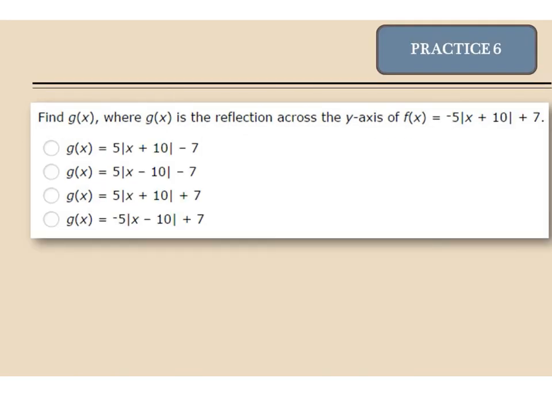And your practice 6 is to find g of x, where it is the reflection across the y-axis of the function negative 5 times the absolute value sum of x plus 10 plus 7.